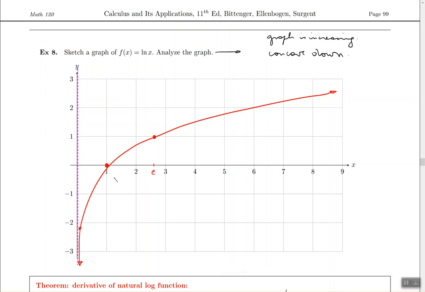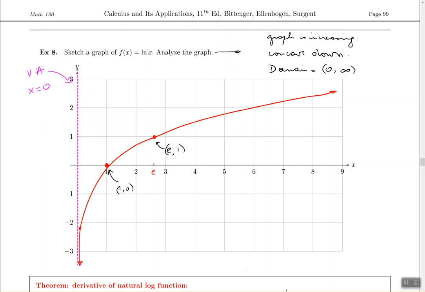The graph crosses the x-axis at the point 1, 0, and it passes through the point where x is e, 2.7, and the y-coordinate is 1. And the domain is only 0 to infinity without including 0. So the domain, the list of numbers that are allowed as inputs, is the numbers between 0 and infinity, but it does not include 0 or infinity. This is the reason why we had that border at 0. The graph does not include 0 itself, and we call that border the vertical asymptote. So that's the graph of x equals 0. So that's a VA.